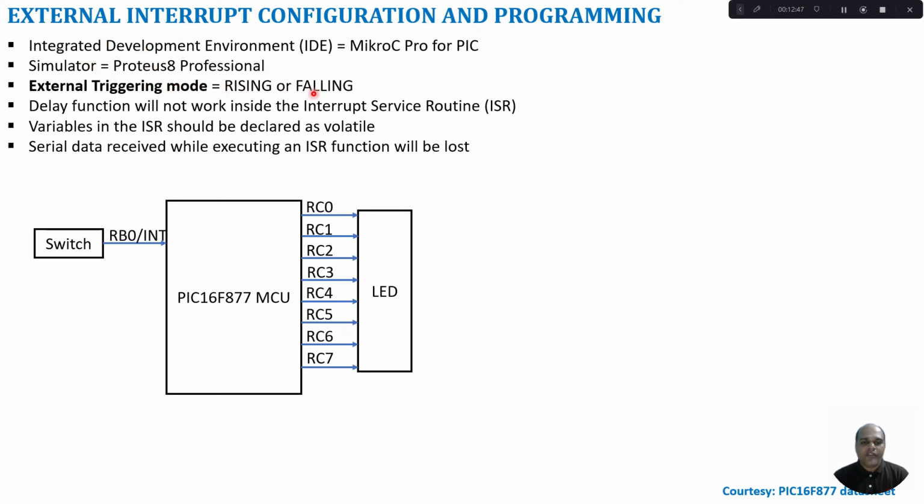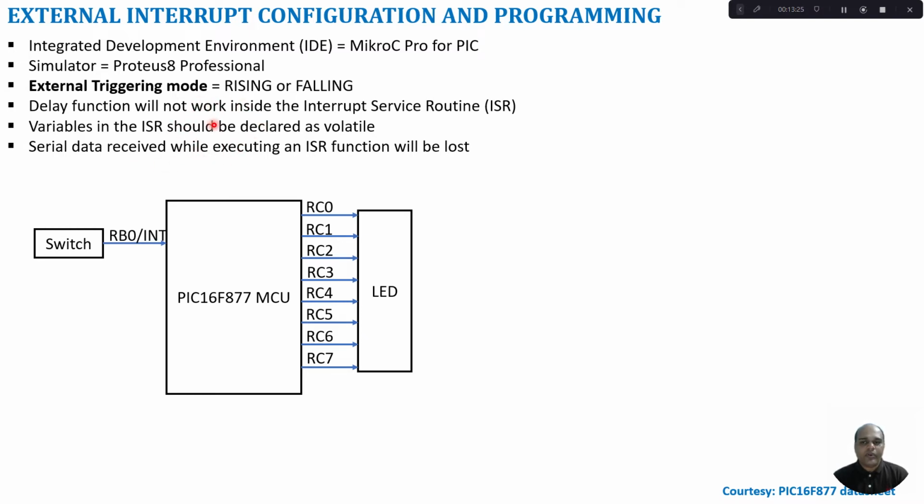So we can configure our external interrupt either in rising mode or in falling mode. For this program, I'm going to use it in rising mode. A few things you have to remember while declaring your interrupt service routine. A delay function will not work in the interrupt service routine, so we can't use a delay function there. And whatever variables we declare in the ISR should be declared as volatile variables. And when an interrupt service routine is being executed, whatever data we receive through serial communication will be lost. So these things we should remember while working with the ISR.